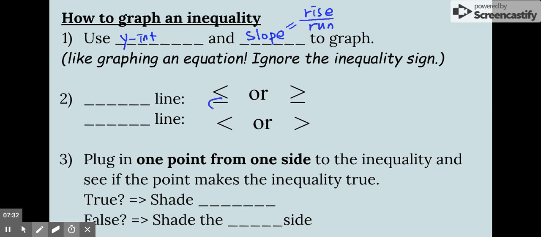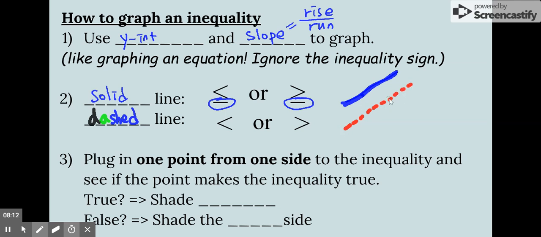Number two, if it has an equal sign, if y is less than or equal to, or y is greater than or equal to, if you see the equal sign, the line should be solid, like this. And if it doesn't have an equal sign, if it's just less than or greater than, it's going to be a dashed line, which means the line is not included.